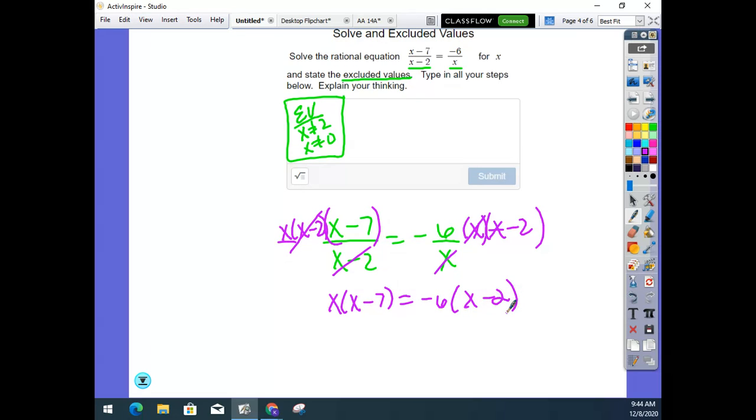Okay, now the other way to get to this step, if there's nothing in common with the denominators, you can also cross multiply and get the same thing. X times x minus 7 gets us to the same step. -6 times x minus 2. Probably the biggest mistake people make here is they don't distribute.